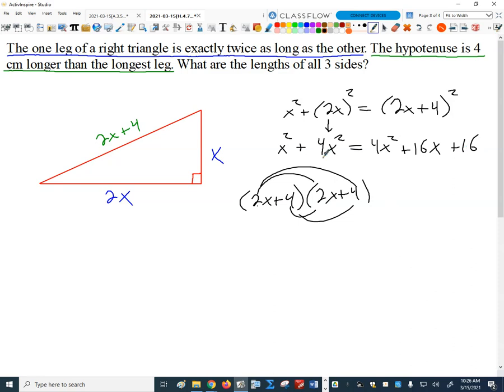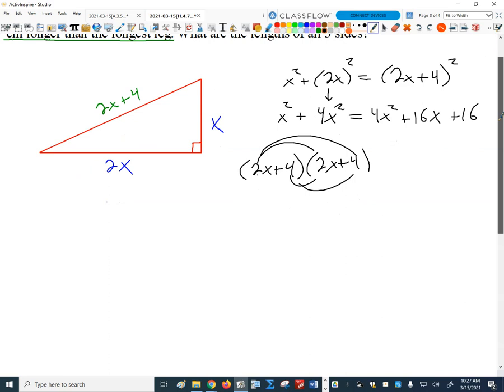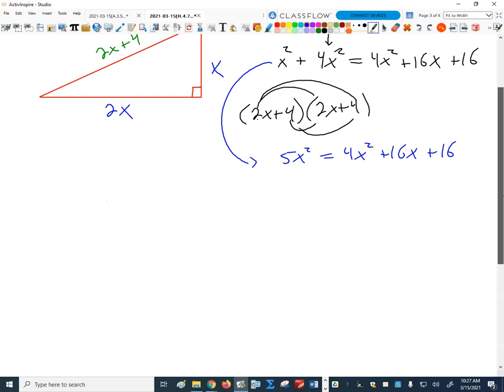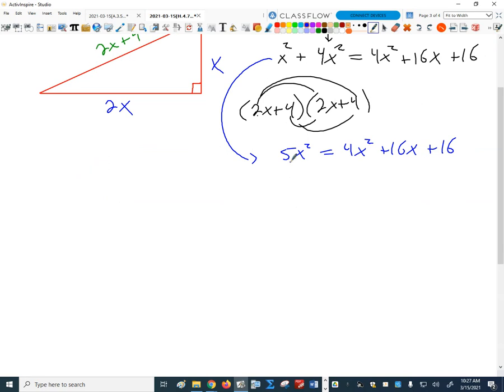So I could subtract all these things on the left from both sides. Actually, let's not do that. Let's combine like terms. So x squared plus 4x squared is 5x squared equals 4x squared plus 16x plus 16. Now I can move everything over to the left side, agreed? Set it equal to 0. So that's going to give me x squared minus 16x minus 16 equals 0. Everybody agree?